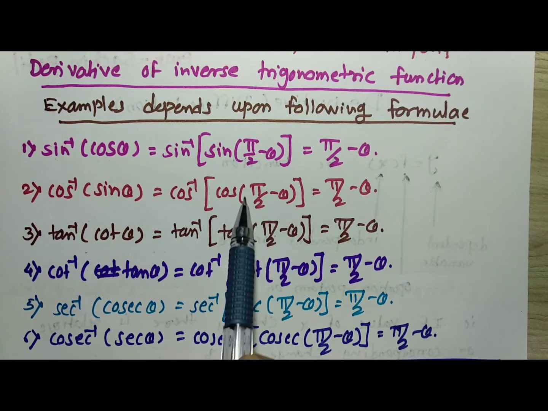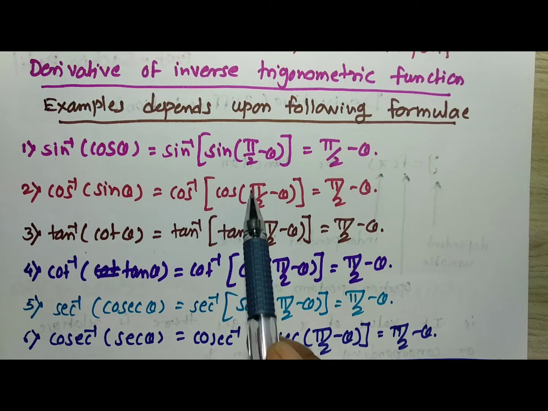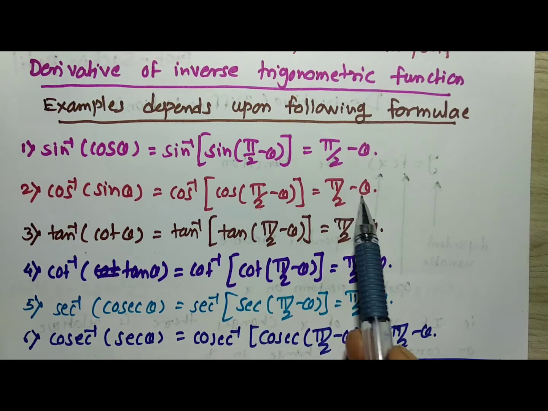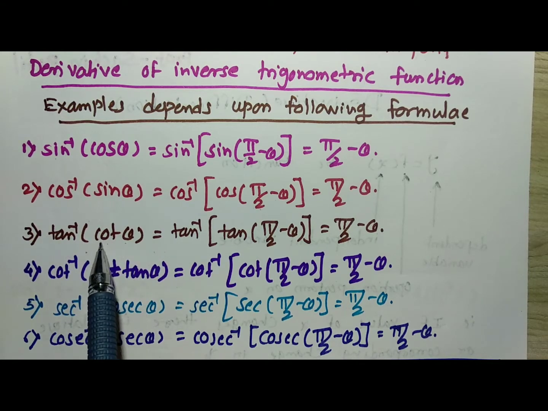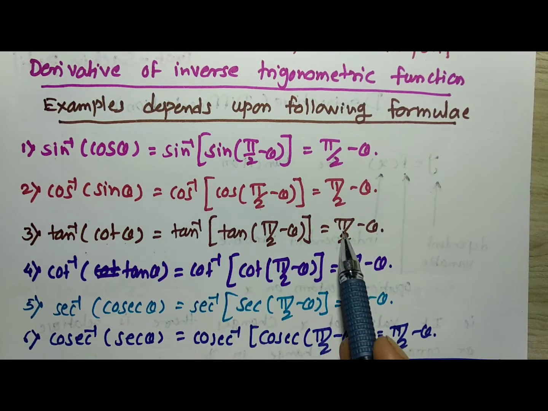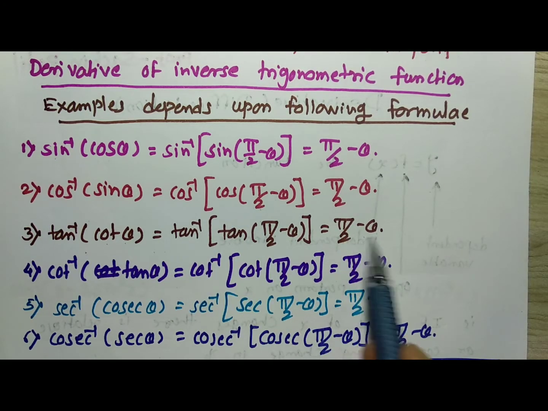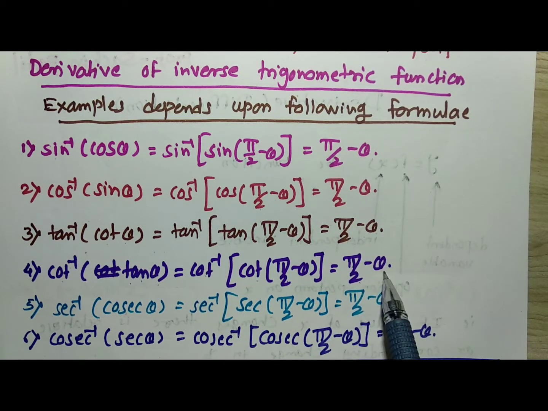Once again we have to use the pi by 2 complementary angle formula, that means sine theta is equal to cos pi by 2 minus theta, therefore pi by 2 minus theta is here. Similarly tan inverse cot theta, at that time cot theta is equal to tan pi by 2 minus theta, and tan inverse and tan cancel each other. You will get pi by 2 minus theta here. Cot inverse tan theta is here. At that time tan theta is equal to cot pi by 2 minus theta, and cot inverse and cot cancel each other, giving pi by 2 minus theta. You will get the output of that formula.